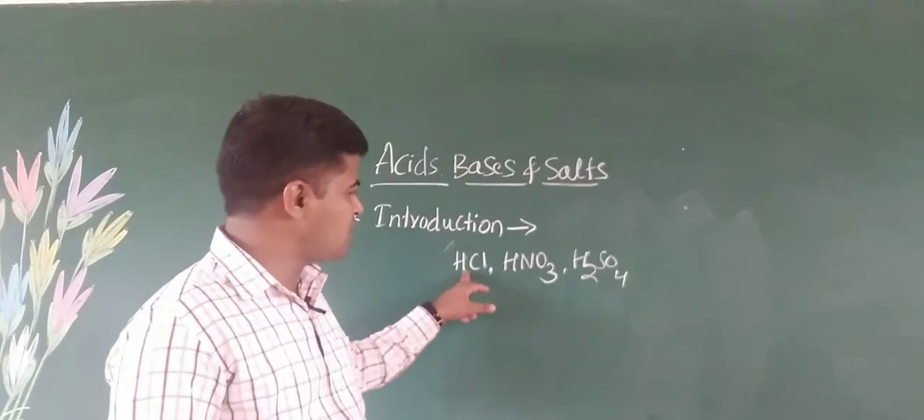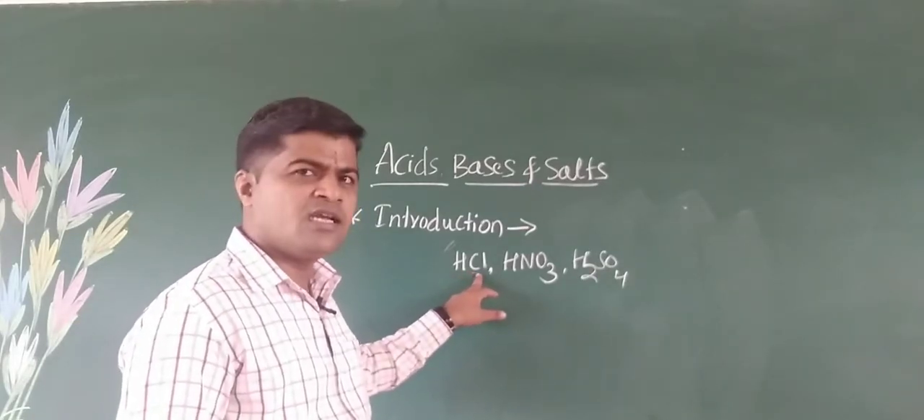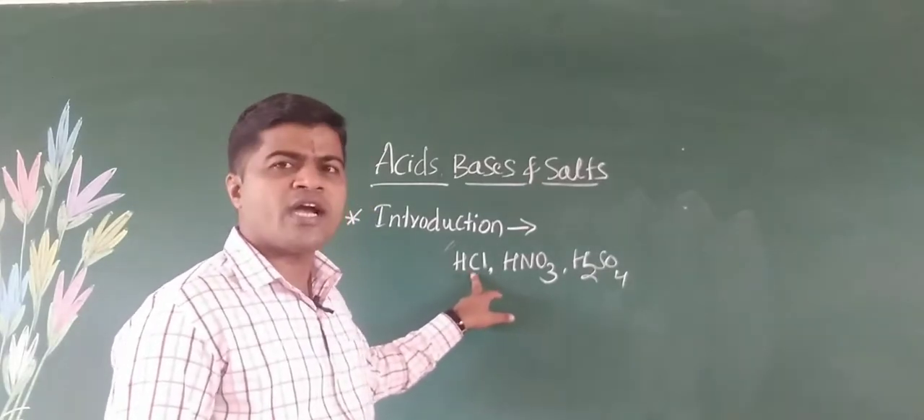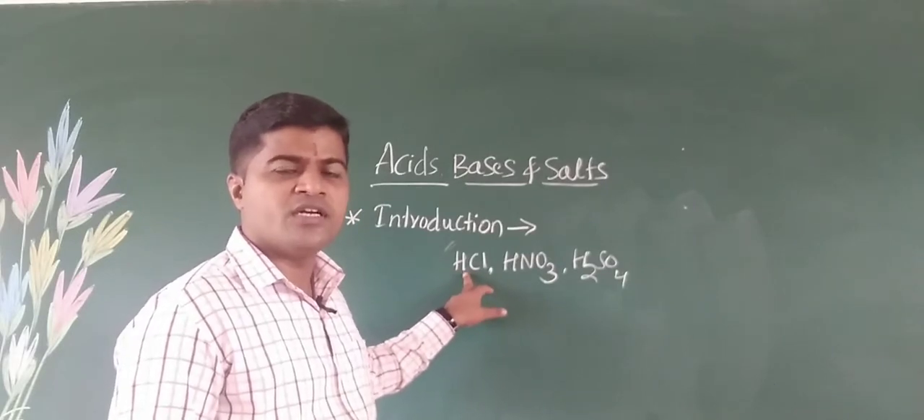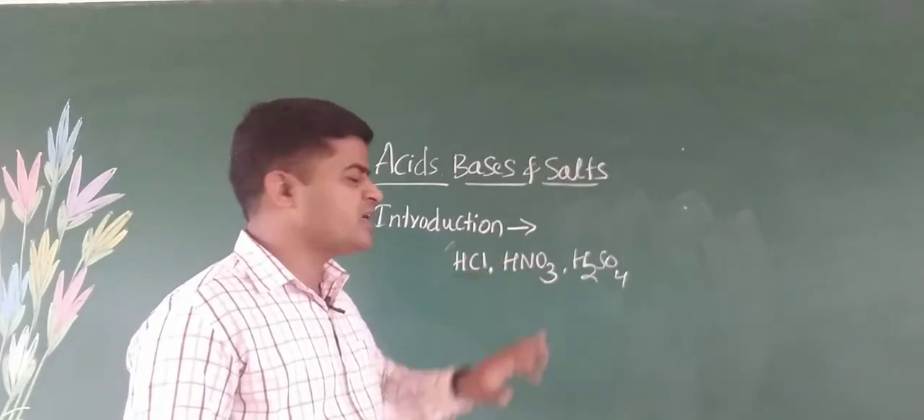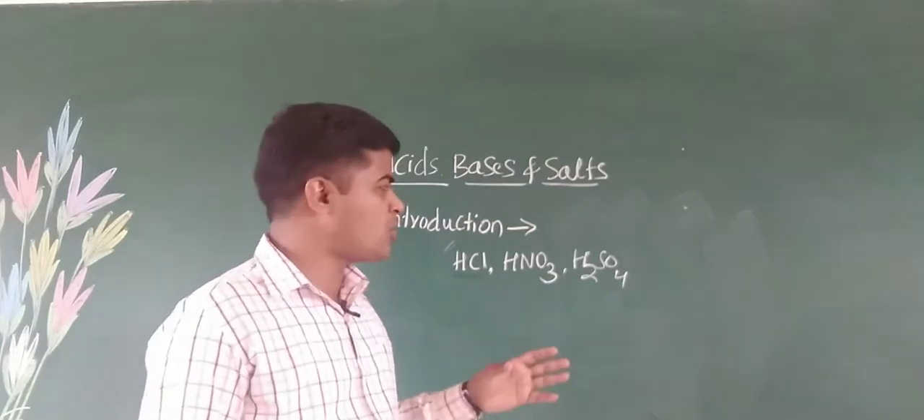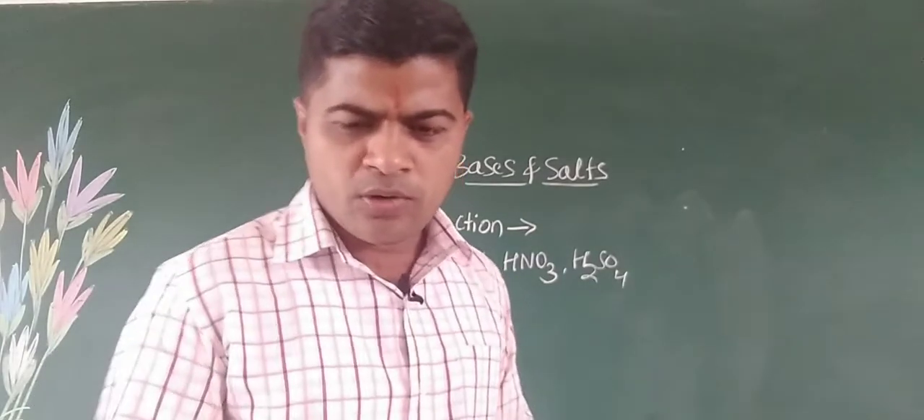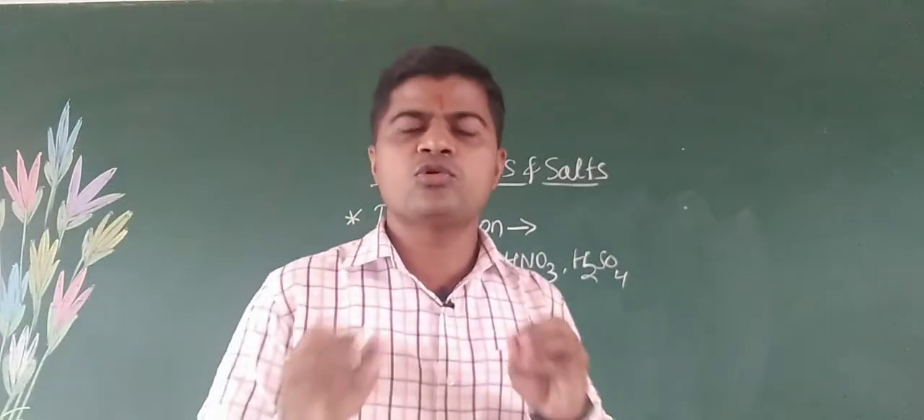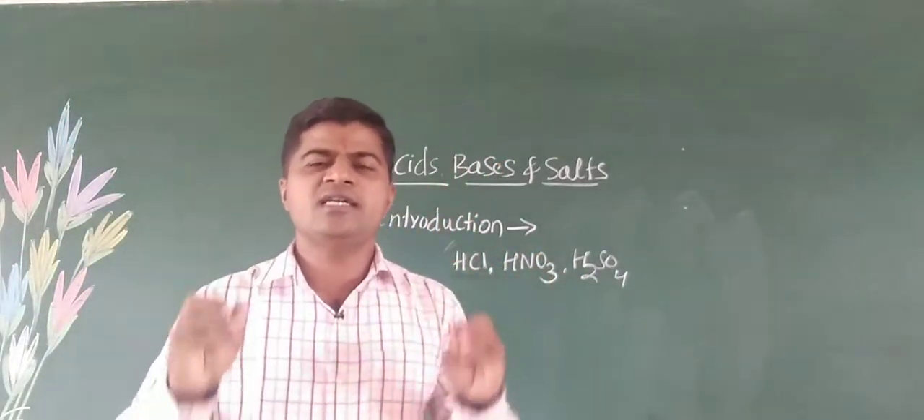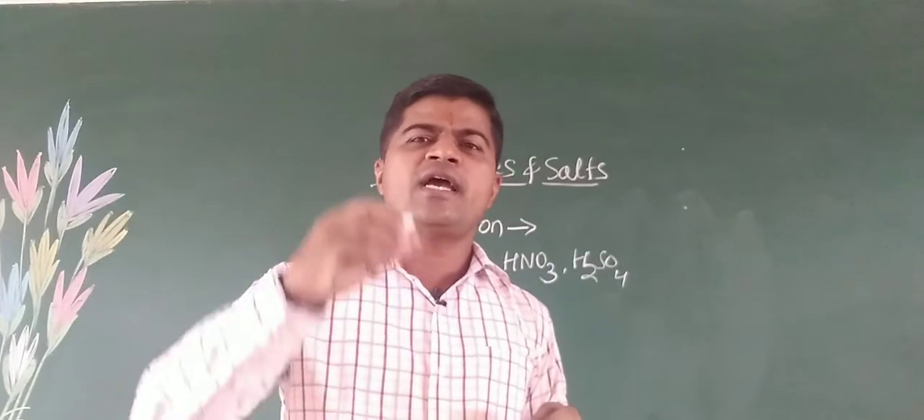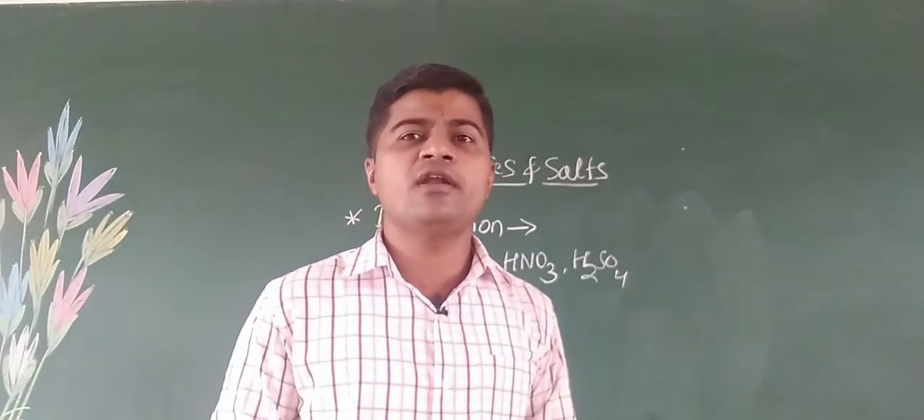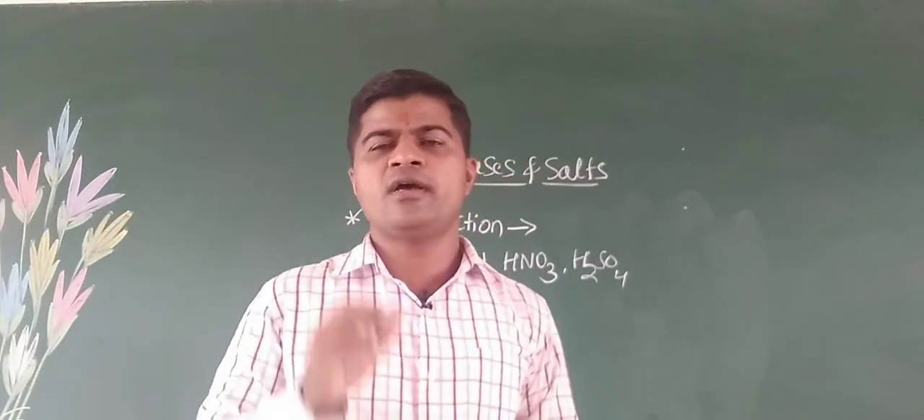If you look at HCl, Cl is there, which acts as a very good disinfectant. HNO3 is also a strong acid. H2SO4 is also a strong acid. So the definition of acid goes like this: an acid is a substance which gives H plus ion when dissolved in water.